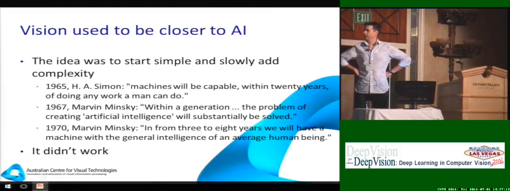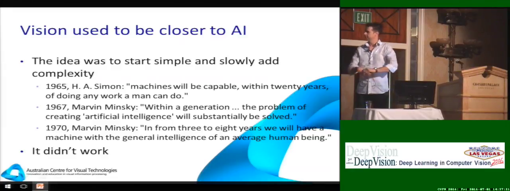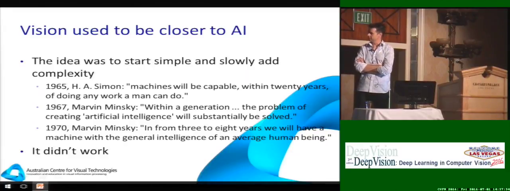Not all of them were about vision, of course, but about AI in general. There's three of them there: 1965, 67, and 70. Machines will be capable within 20 years of doing any work a man can do. Within a generation, the problem of creating artificial intelligence will be substantially solved. And the best one is 1970: from 3 to 8 years, we'll have a machine with the general intelligence of an average human being. And of course, it didn't work, right?